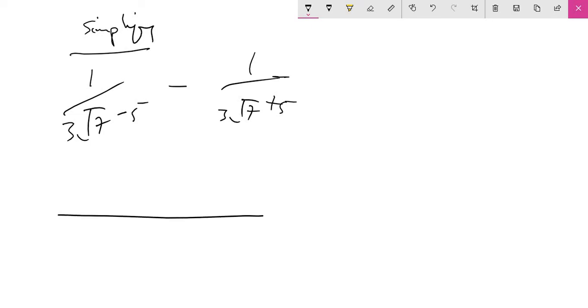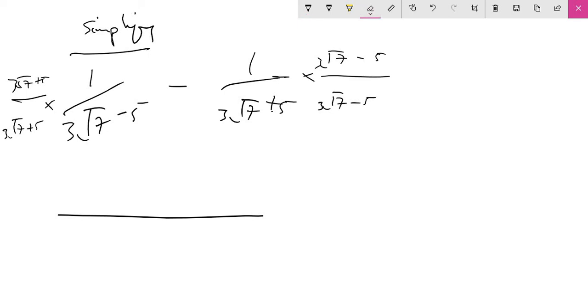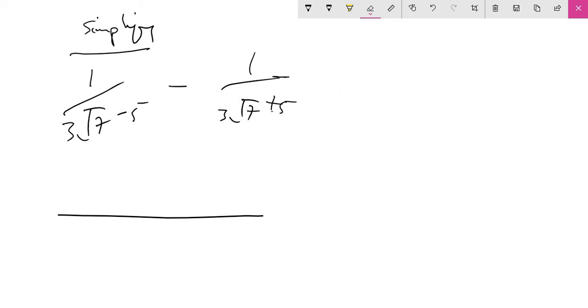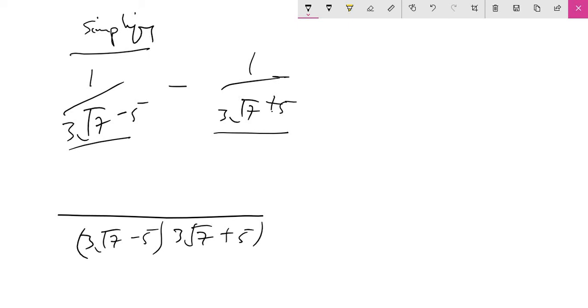Again, like I said, you can just rationalize these. So 3 root 7 plus 5 over 3 root 7 plus 5, and then this is plus, so this will be minus. You can try this out and then compare it to what we are going to get now. So we are trying to find the LCM of this. We basically multiply the two together. So we have 3 root 7 minus 5, and it's best to not expand them straight away for good reason.